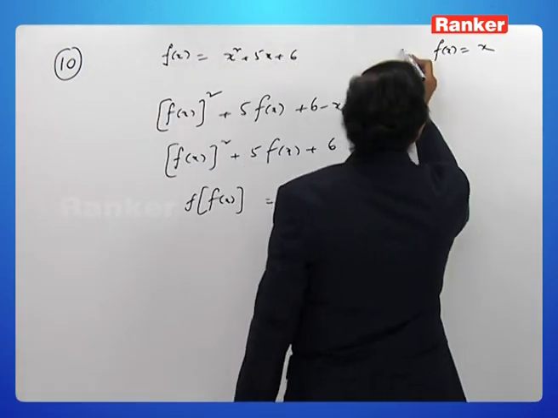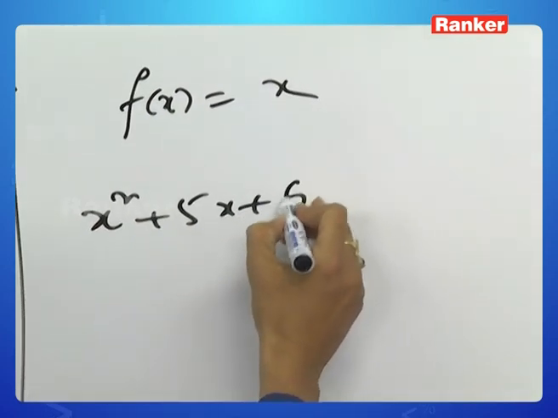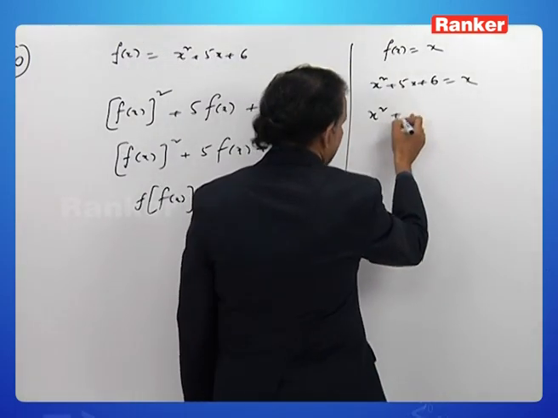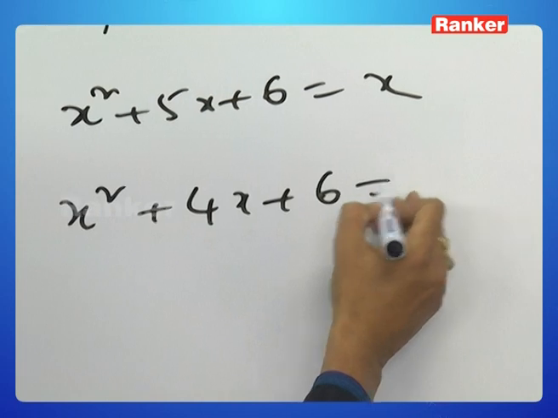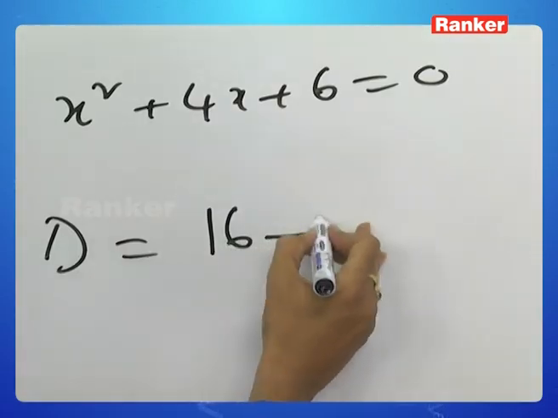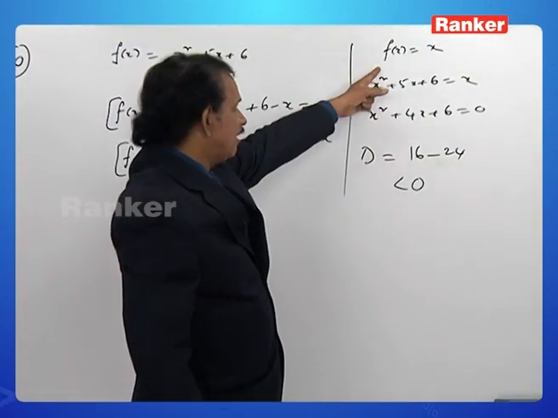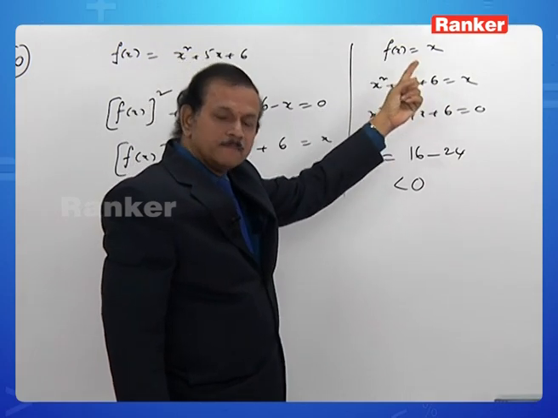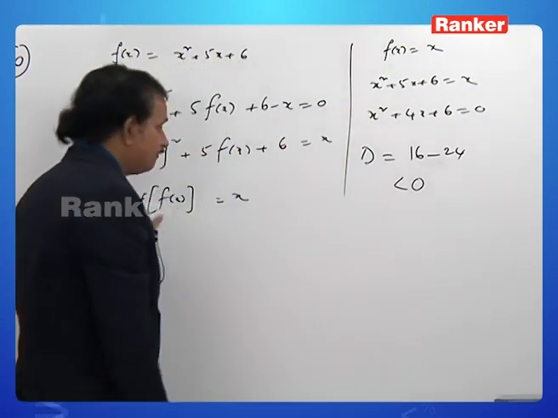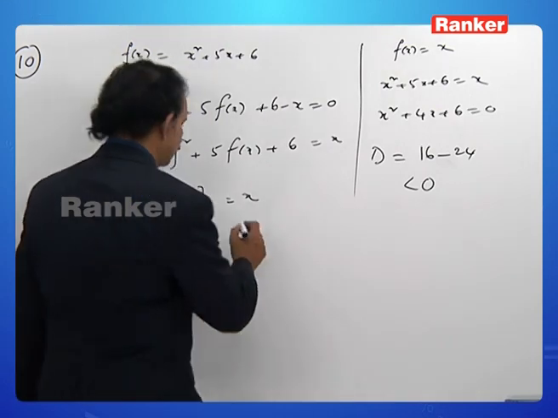What is f of x is equal to x? x square plus 5x plus 6 is equal to x. It means that x square plus 4x plus 6 is equal to 0. Here the discriminant D, what is discriminant? b square minus 4ac is less than 0. Therefore, f of x is equal to x has imaginary roots, that is, it cannot possess real roots. Therefore, f of x is equal to x also has no real roots.